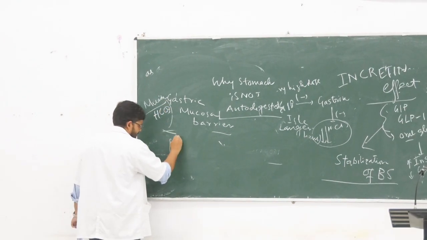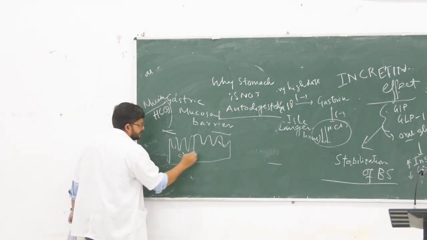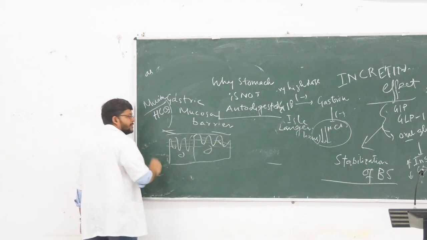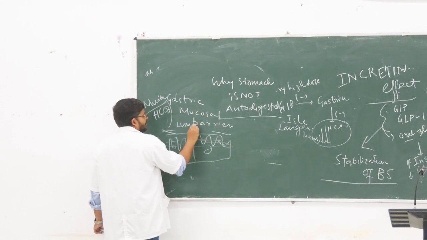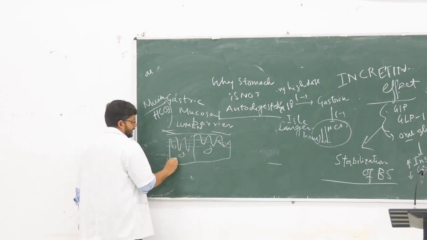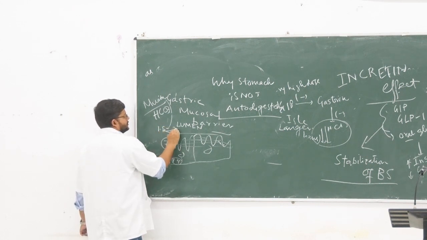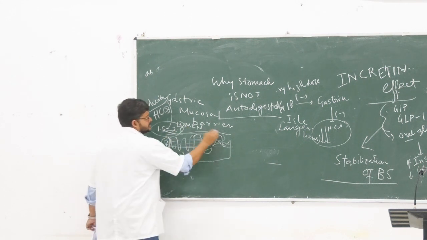Where are they? Suppose these are the epithelial cells. This is the mucosal barrier. A lot of mucin and bicarbonate molecules are there. Then this is the lumen. If you look at the pH level, definitely these cells are close to 7.4. This area pH is 7 and this area the pH is 1.5 to 2.5. This is only possible because of this mucosal barrier.